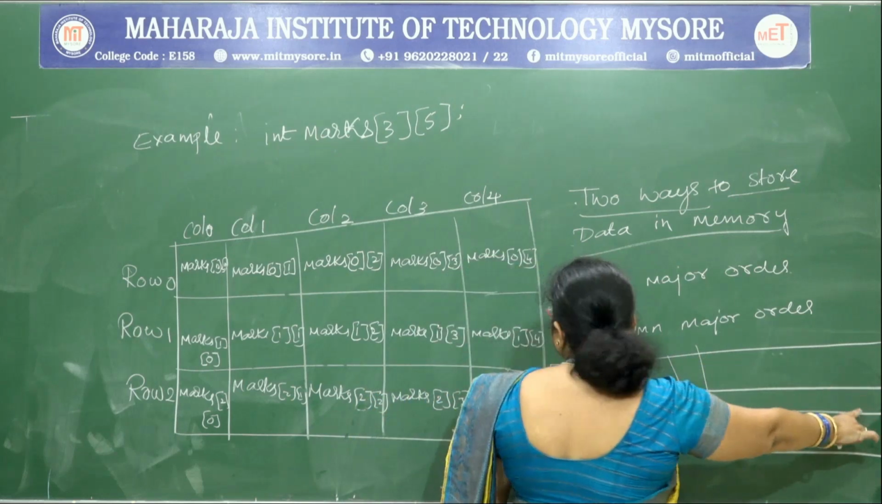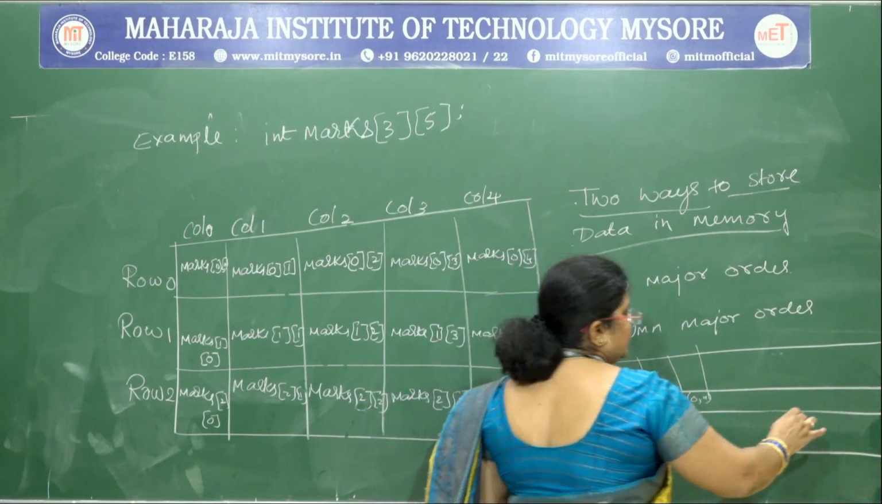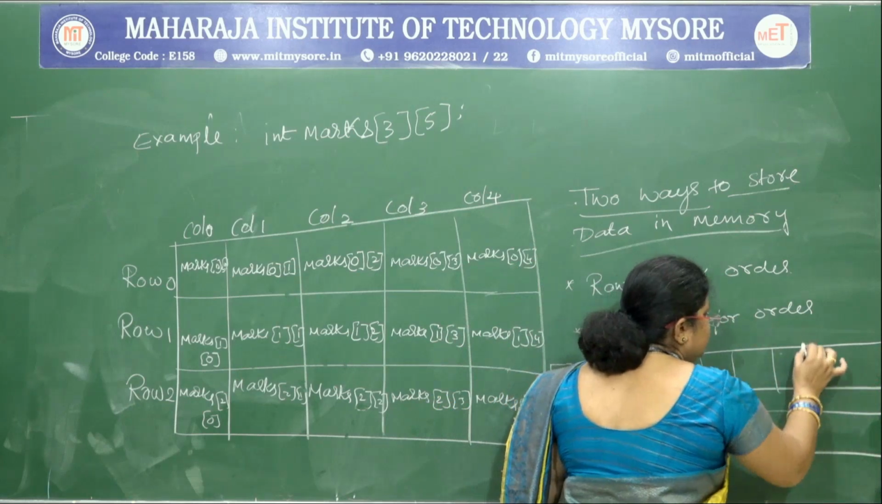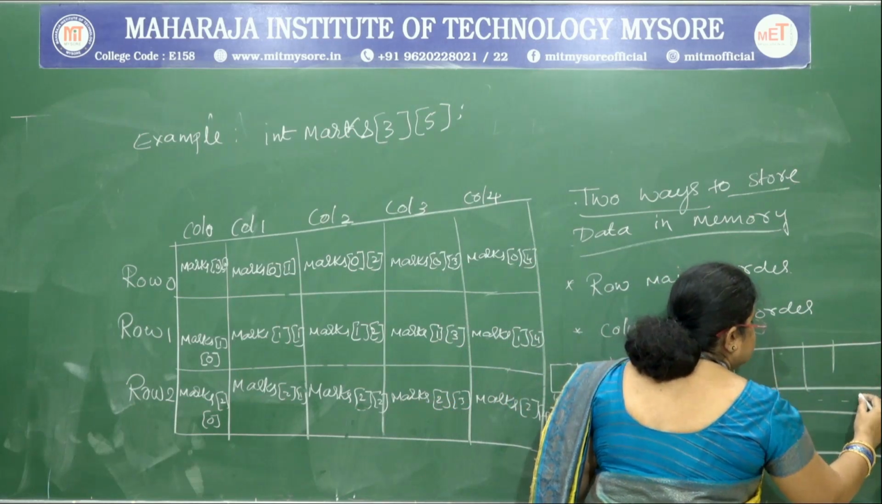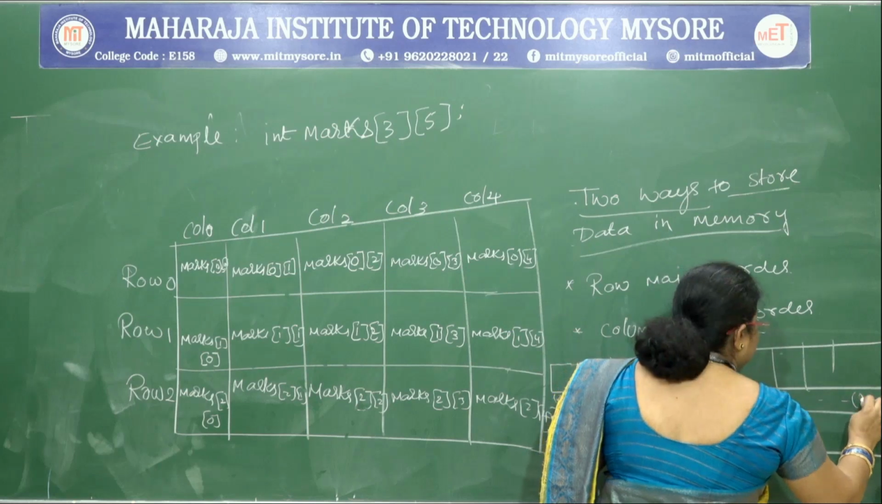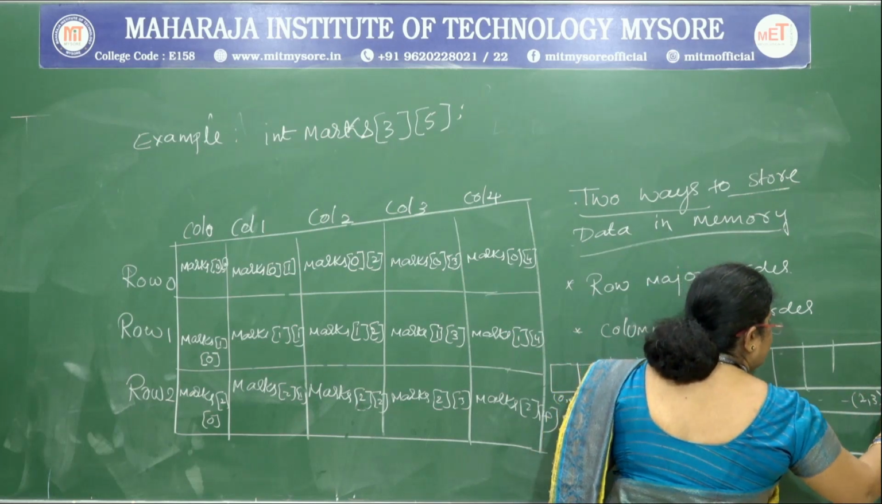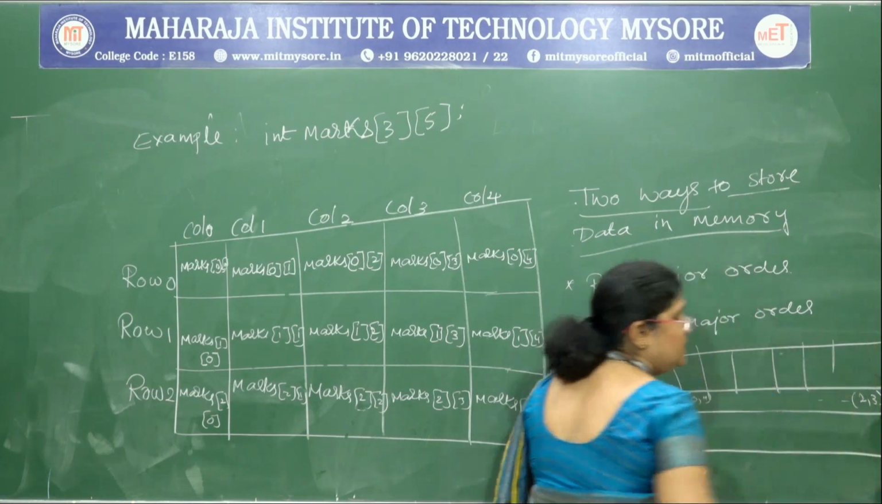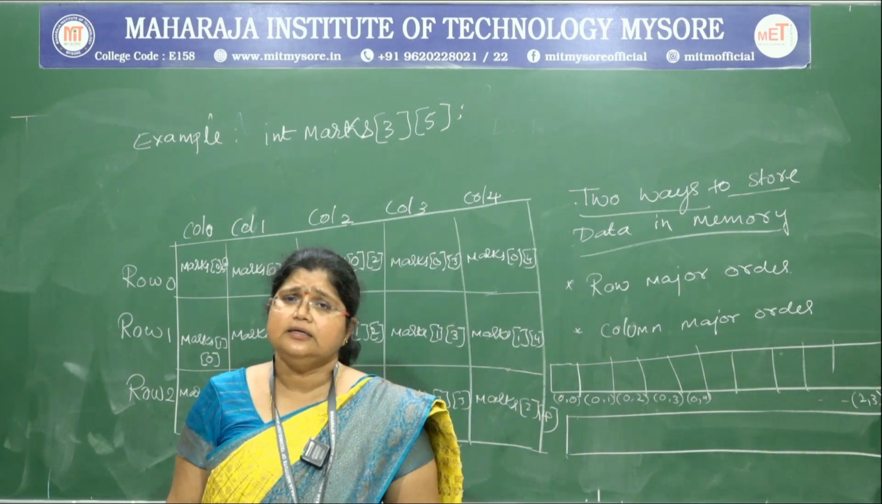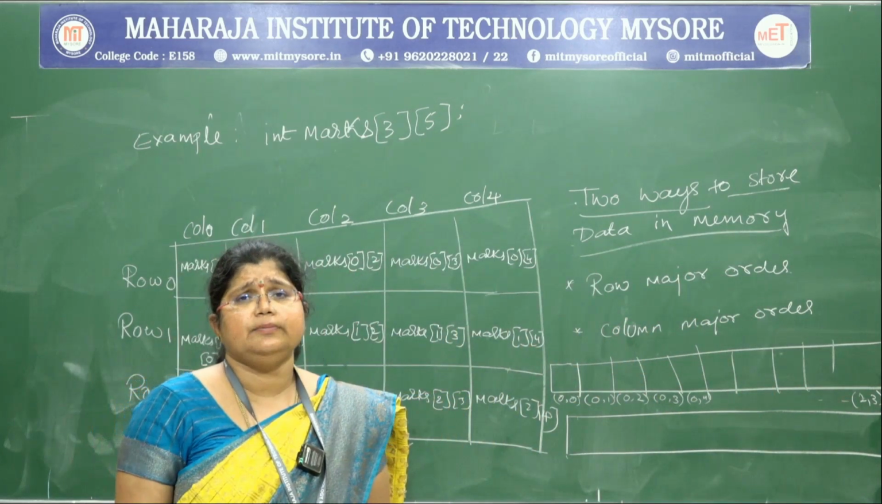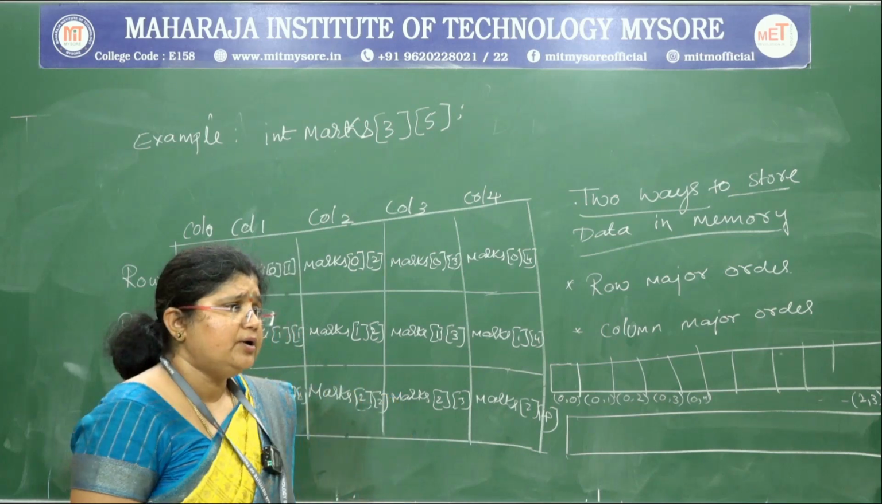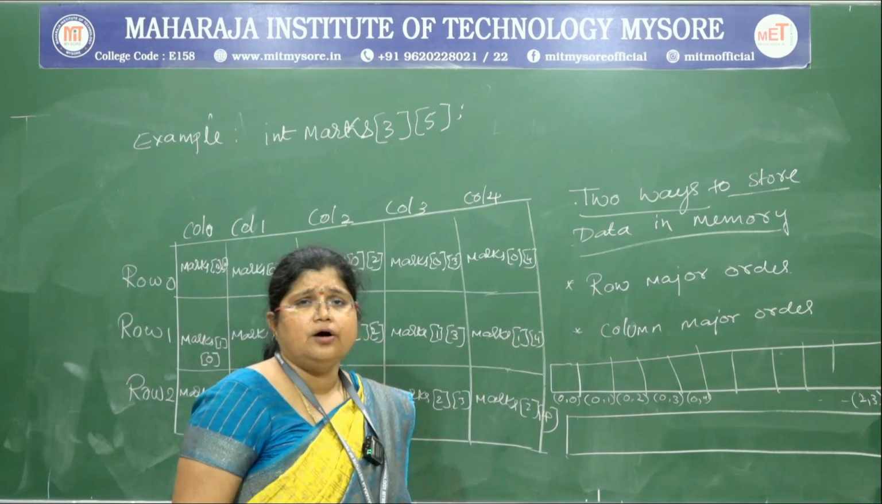It keeps on storing the elements row wise. At the end, we get the second row. At the last, in the same manner, it stores 2,3 and 2,4. This will be the last element. Row wise it keeps on storing. That is what we call row major order.